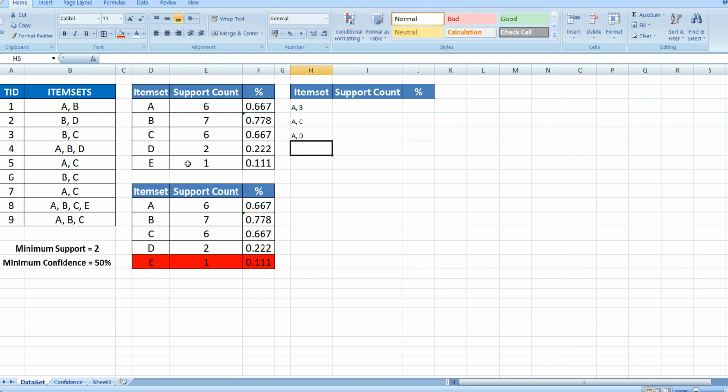Now E has been eliminated from this result, so we stop with the A. Then we go on to take a B. Consider B combined with C. Since B and A has already been included on the list, we can include a B and a D. We also include a C and a D. This creates our next item set table.